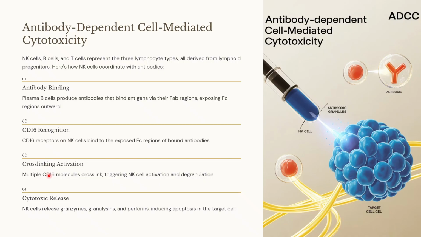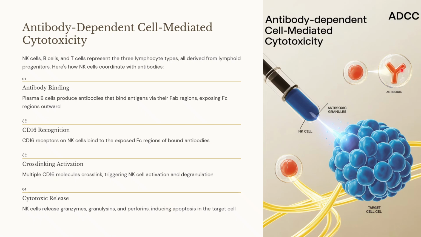The multiple CD16 molecules will cross-link together just like this. The target cells are there. There are multiple CD16 which cross-link, triggering the natural killer cell activation as well as degranulation. Now the natural killer cells will release granzymes, granulins, perforins, and inducing the apoptosis of the target cell.